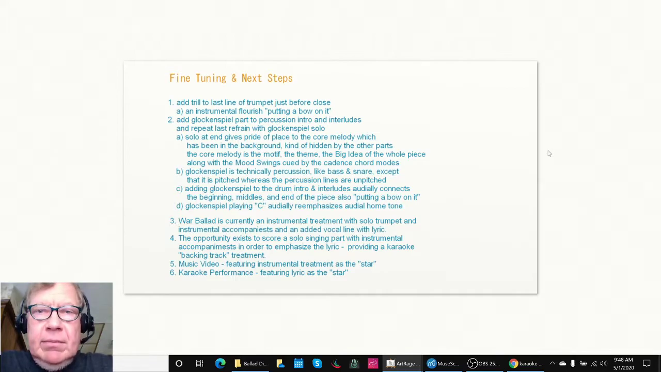Ladies and gentlemen, this is a recap of composing a ballad in C full tonality. We are in part 17, fine tuning and next steps.